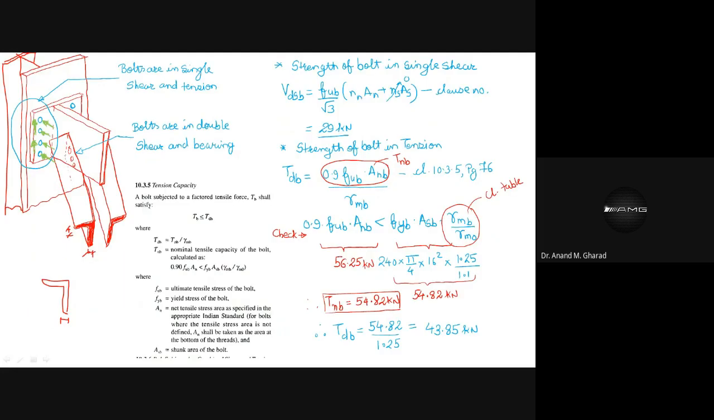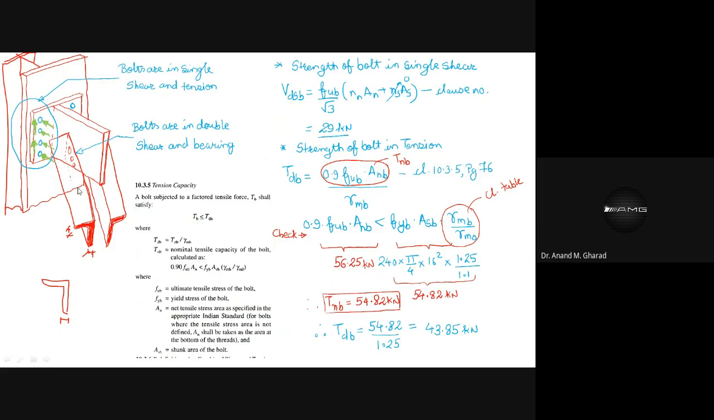Now, based on this, there are two things we are supposed to do. We are supposed to check, and secondly, we are supposed to design. Calculation of the number of bolts is nothing but part of design. So, have you understood this figure? First of all, let me know. If you have understood, then only we can proceed. Shall we proceed? Yes, sir.